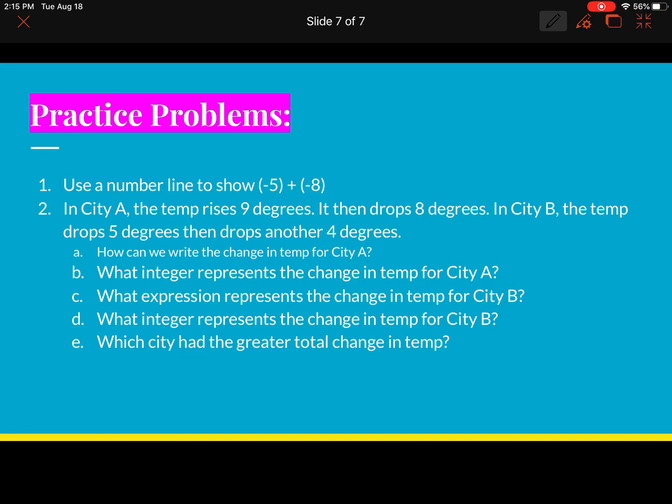So we got some practice problems here. For starters, I want you to use a number line to show -5 plus -8. And then also, in City A, the temp rises 9 degrees. It then drops 8 degrees. In City B, the temp drops 5 degrees, then drops another 4 degrees. So for starters, how can we write the change in temp for City A? What integer represents the change in temp for City A? What expression represents the change in temp for City B? What integer represents the change in temp for City B? And which city had the greater total change in temp?